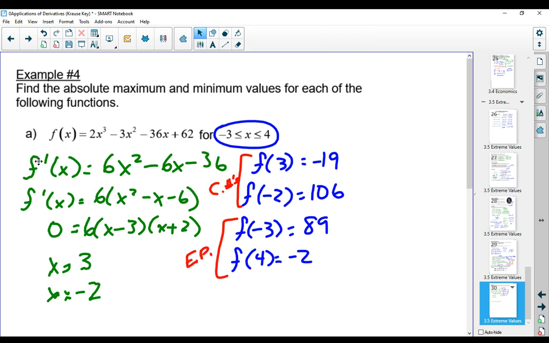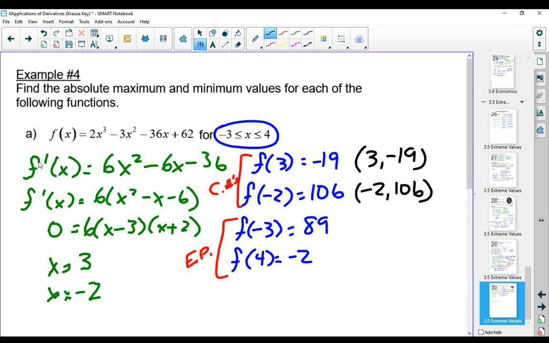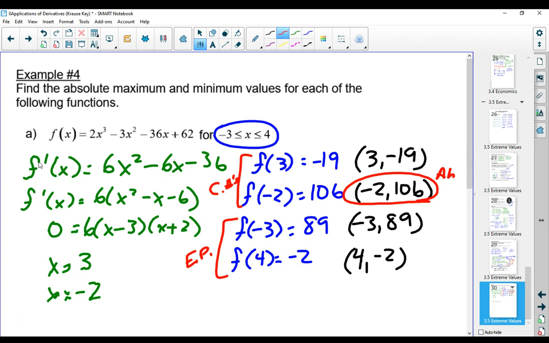So writing out those coordinates, that's 3 and negative 19, negative 2 and 106, negative 3 and 89, and 4 and negative 2. So if I'm looking for my absolute maximum, I'm looking for the largest y value. So that's going to be right here. So this is my absolute maximum. So we'd say I have an absolute maximum at 106 when x equals -2. And my absolute minimum would happen at 3, -19. So I would say I have an absolute minimum at -19 when x equals 3.